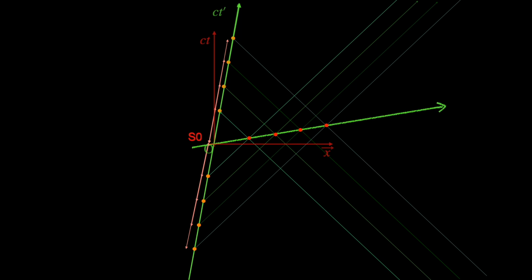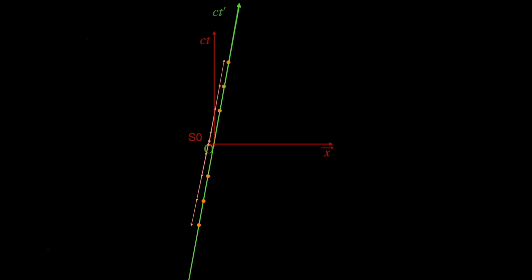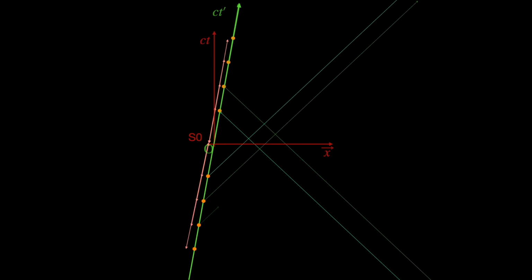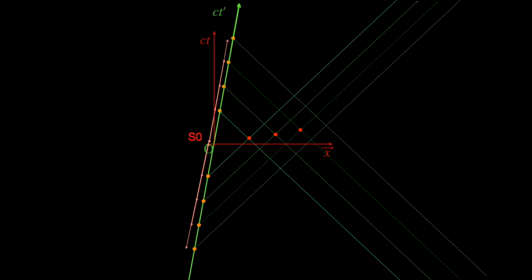So this is how we figure out where to draw the space axis of a moving frame in our spacetime diagram. The take-home message in this video is first the technique to find simultaneous events using only the observer's clock reading, and second, to use these simultaneous events to figure out the orientation of the corresponding space axis.